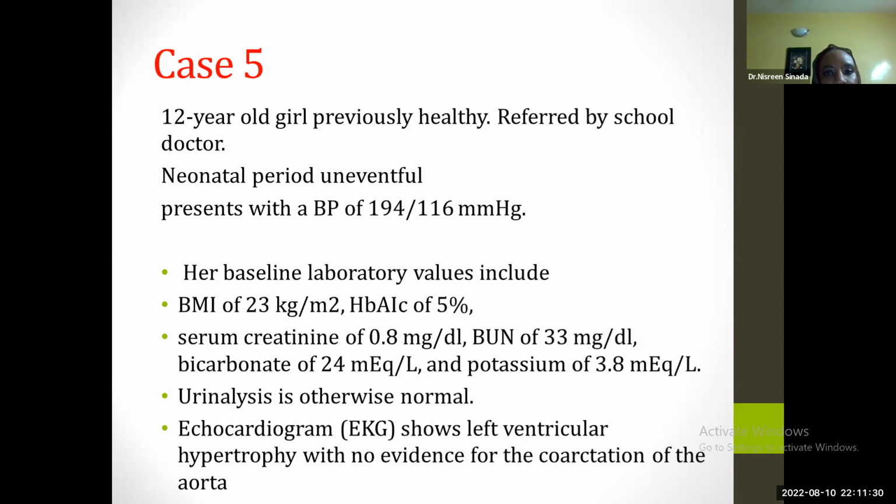Echocardiography was done. It showed left ventricular hypertrophy with no evidence of coarctation of the aorta. So what is your thought? Anyone can write in the chat box. Yes, it is stage 2 hypertension. Yes, and it is a hypertensive emergency because the child has left ventricular hypertrophy.